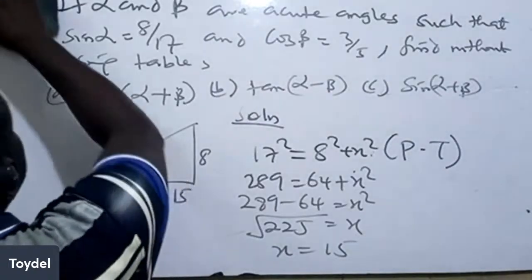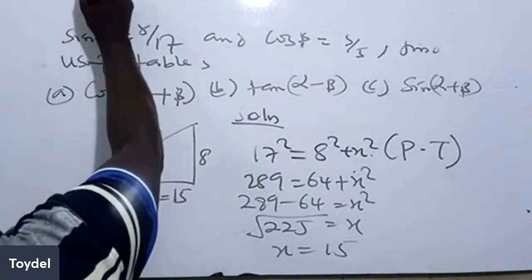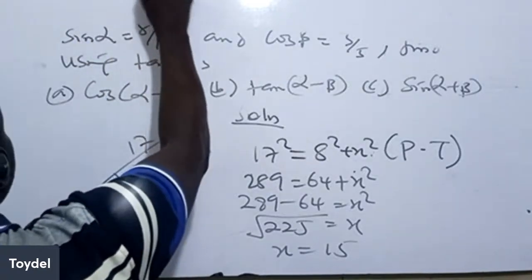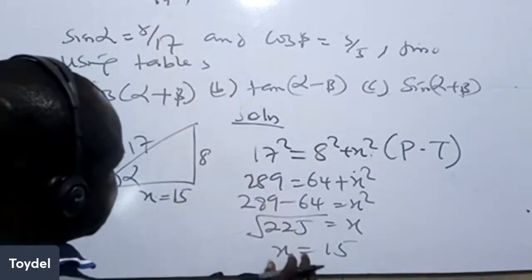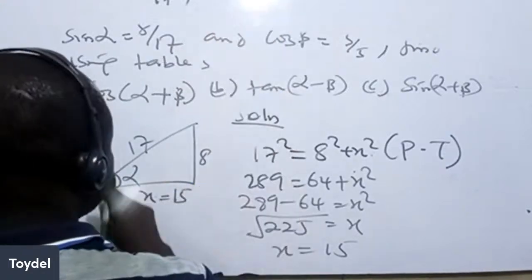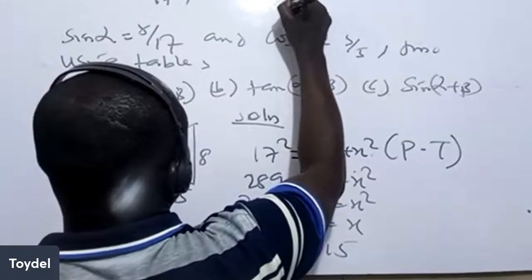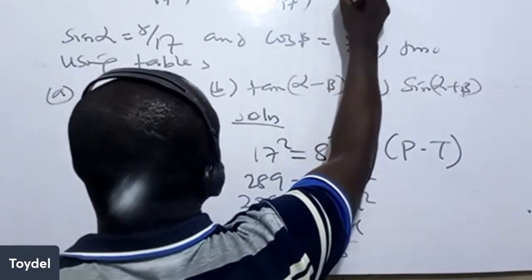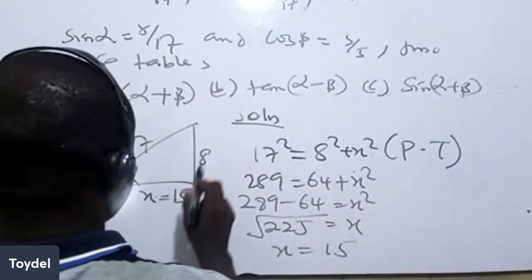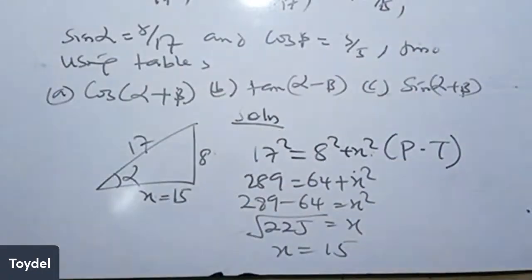So let me just note everything somewhere there, so I won't rub it off. Here, I have sine alpha. We are given sine alpha to be 8 all over 17. Then since I've gotten the value of x, I can find the value of cos alpha. Cos alpha will be adjacent all over hypotenuse. That is 15 all over 17. Then tan alpha will be opposite all over adjacent, 8 all over 15. So we have gotten that.